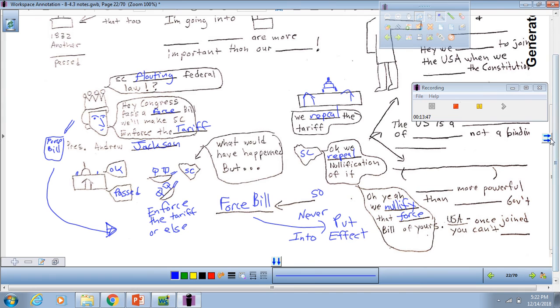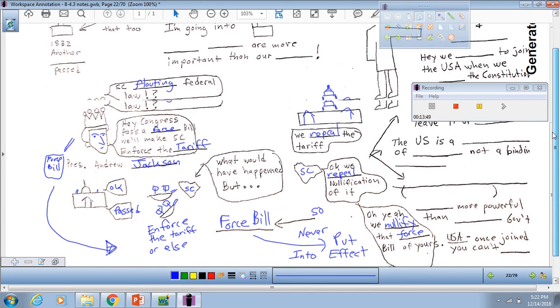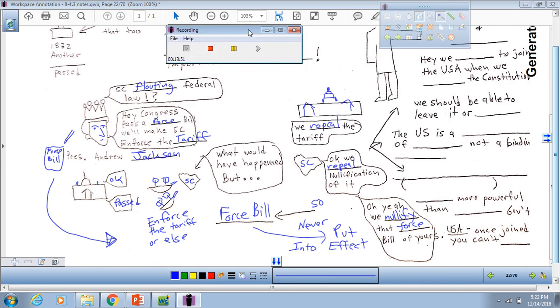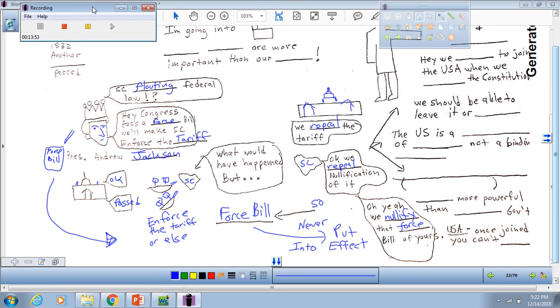Now, the important thing is what nullification would lead to, which is that states' rights would ultimately lead to the idea that states really could choose to leave the United States if they wanted.